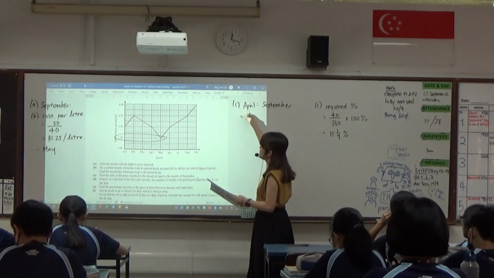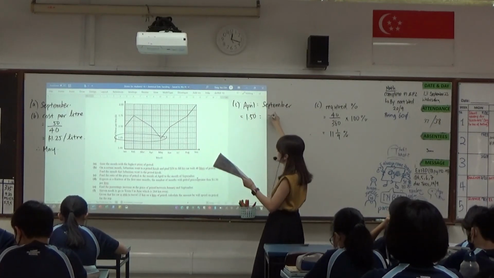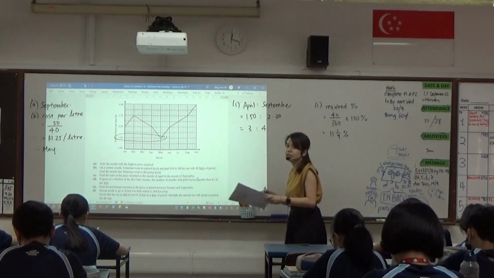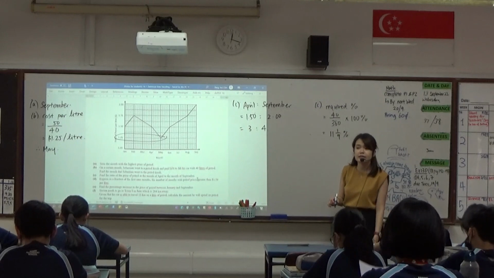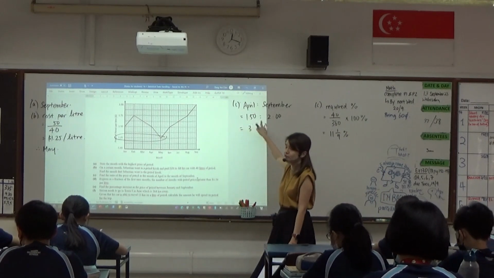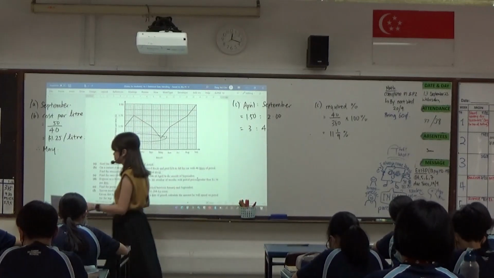April is $1.50, September is $2. So when you simplify it, you get 3 to 4. You can use your calculator to help you out. Since these are just two quantities, 1.5 divided by 2.